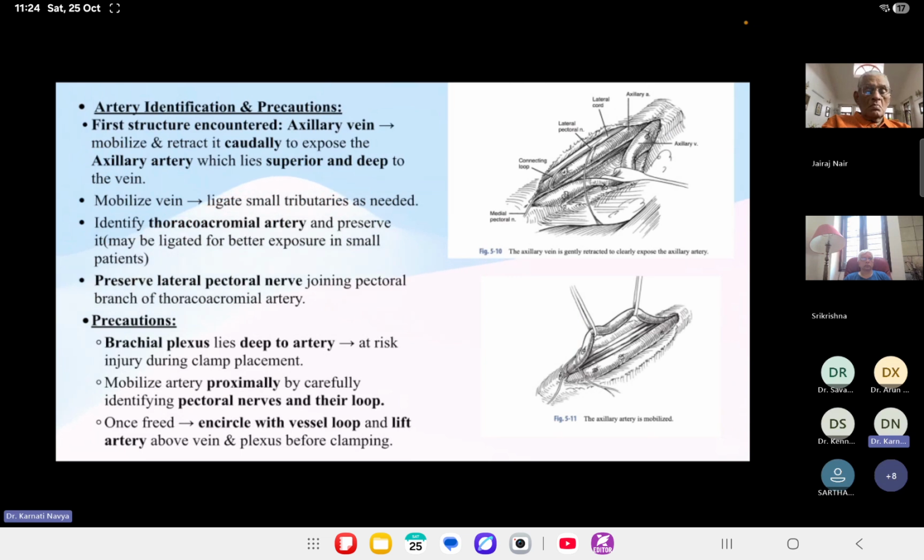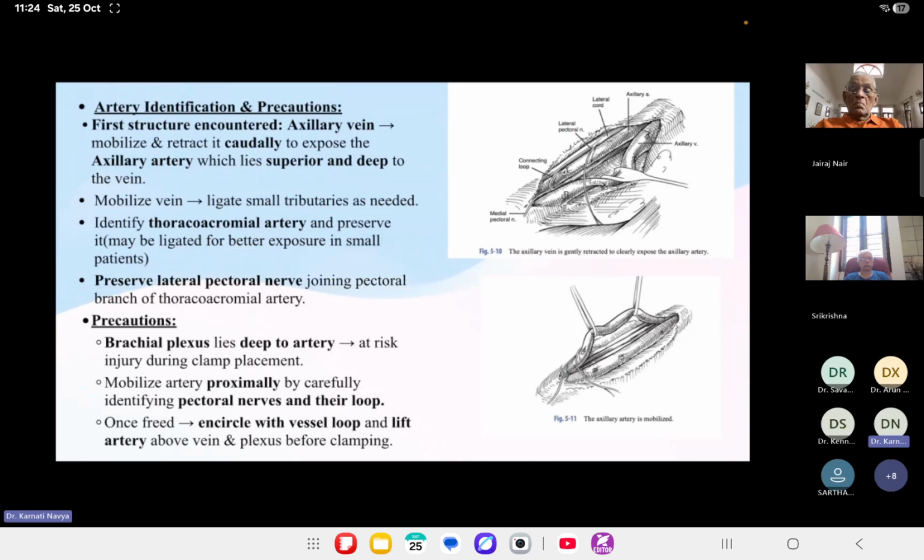Artery identification and precautions. The first structure encountered during the dissection is the axillary vein. It should be mobilized and retracted caudally to expose the axillary artery, which lies superior and deep to the vein. Here you can see in the first picture the axillary vein being retracted along with the pectoralis minor muscle to expose the axillary artery, which is deep to it.